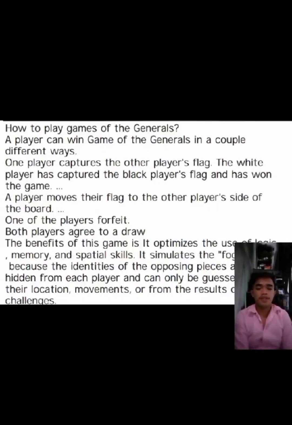A player can win the Game of the Generals in a couple of different ways. One player captures the other player's flag. The white player has captured the black player's flag and has won the game. A player moves their flag to the other player's side of the board, or one of the players forfeits. Both players may also agree to a draw.